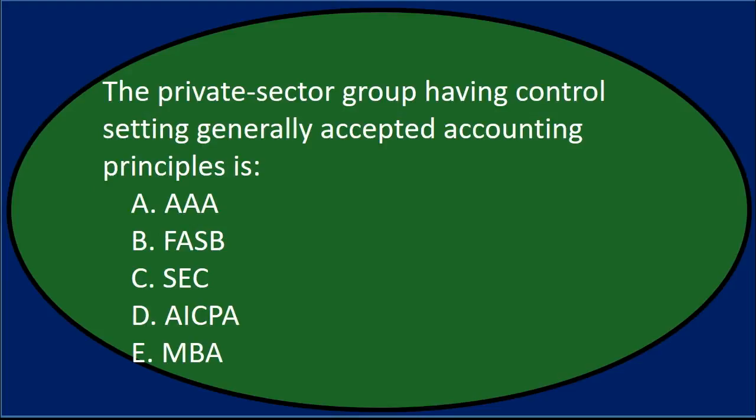Next one. The private sector group having control setting generally accepted accounting principles is: A, the AAA; B, FASB; C, the SEC; D, the AICPA; and E, the MBA. So note that we're talking here about the FASB.